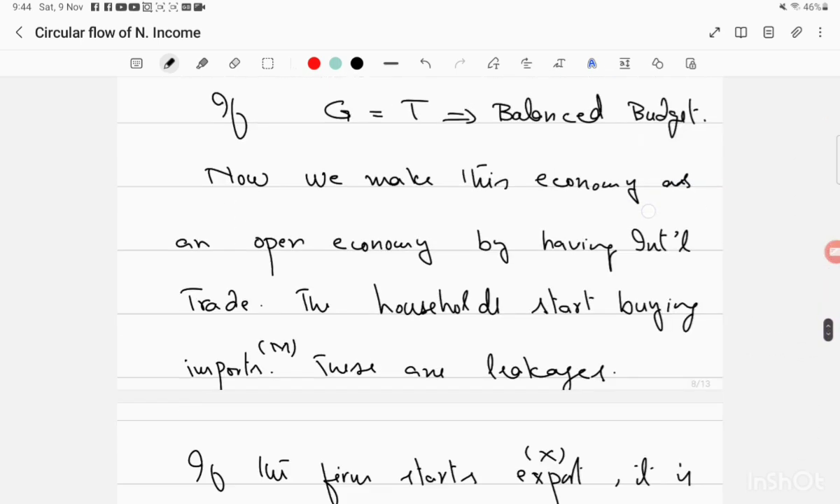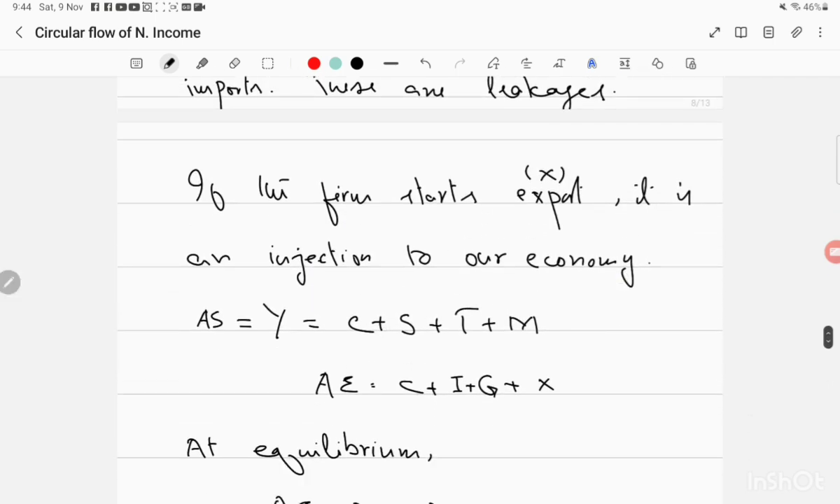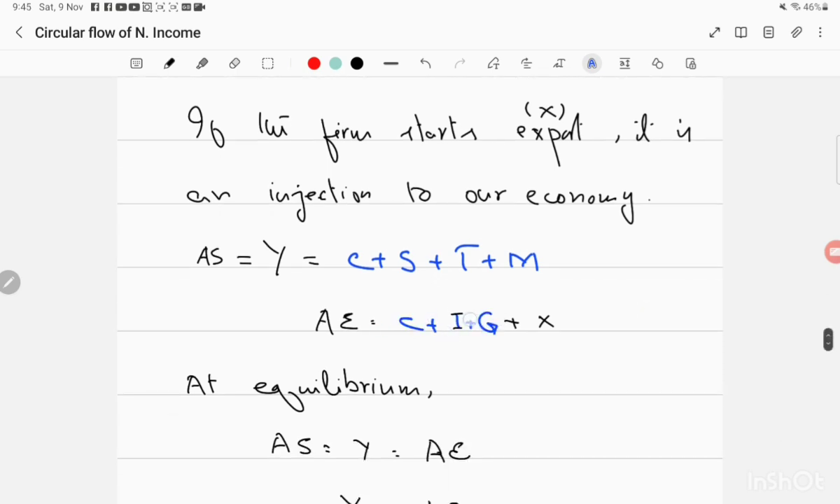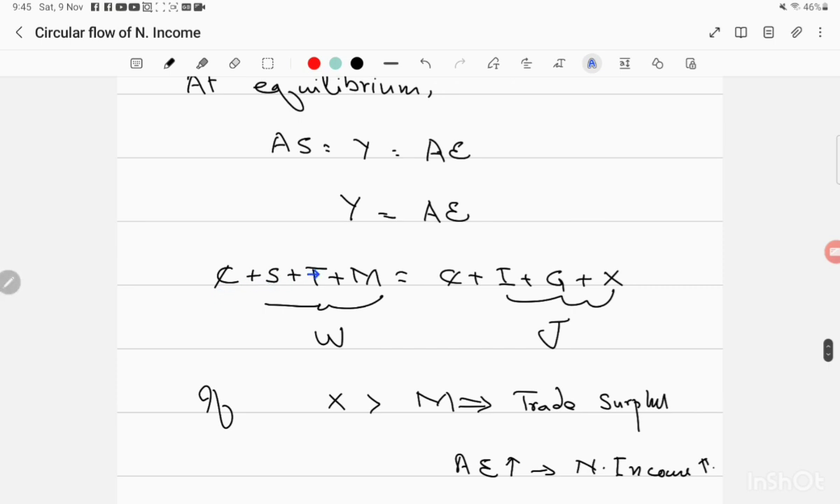So come back to our open economy side. Now income is divided into four parts. What are those? C plus S plus T plus M. All these are the parts of income, and expenditures are equal to C plus I plus G plus X. So at equilibrium, incomes are equal to expenditures. So we write C plus S plus T plus M on the income side, and on the expenditure side we will write C plus I plus G plus X. So the Cs are cancelled out, and now we see all withdrawals should equal all injections.